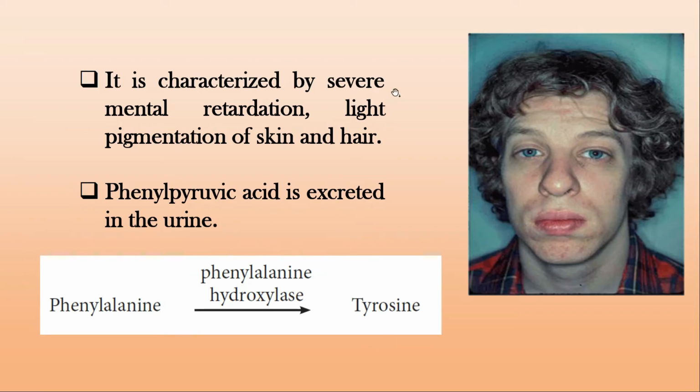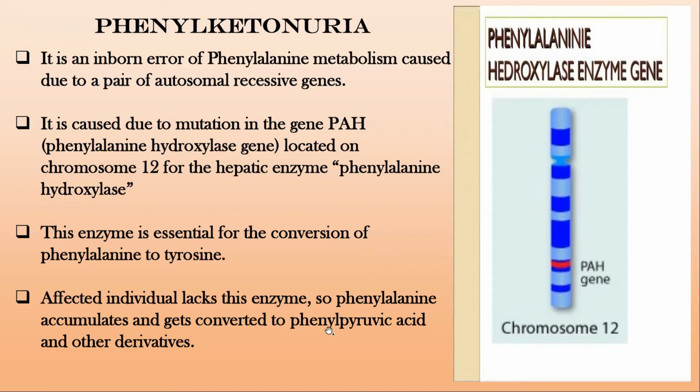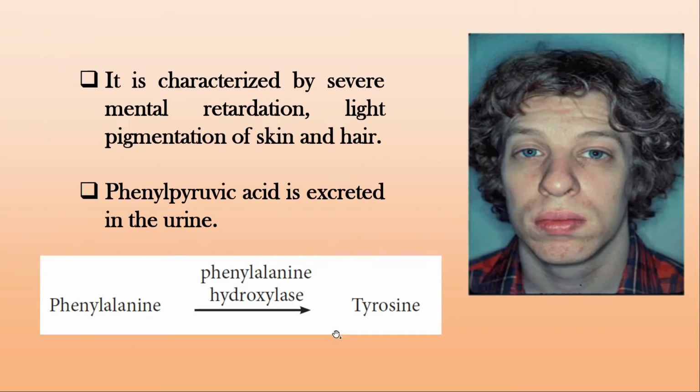It is characterized by severe mental retardation and light pigmentation of the skin and the hair. They will also excrete phenylpyruvic acid in their urine. So phenylalanine is converted into tyrosine only in the presence of phenylalanine hydroxylase. When this enzyme is not produced, it is converted into phenylpyruvic acid and other derivatives, causing the disease called phenylketonuria.